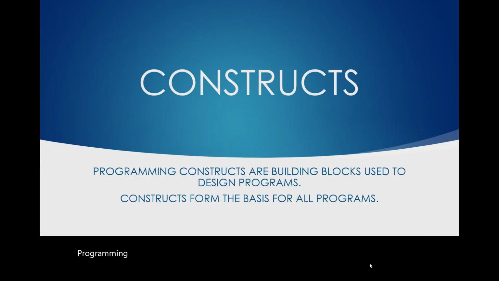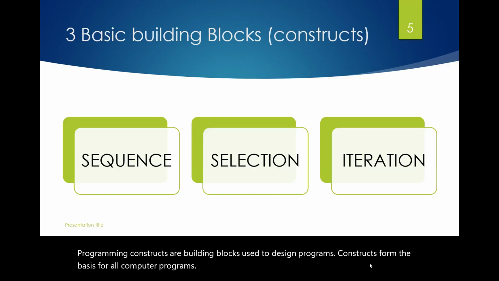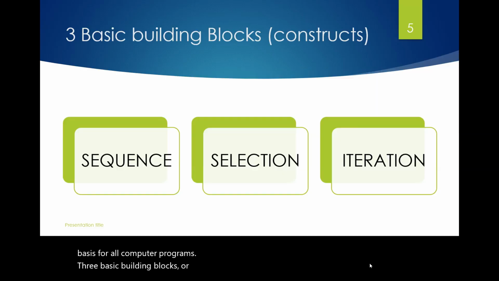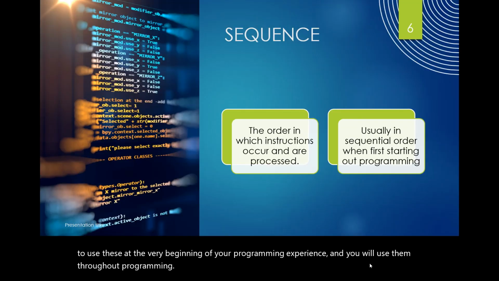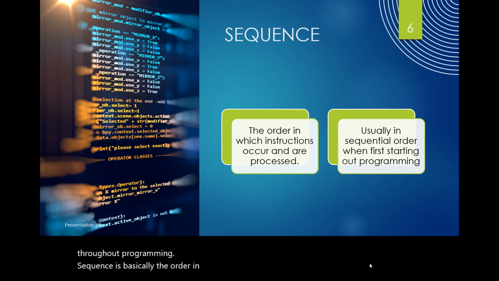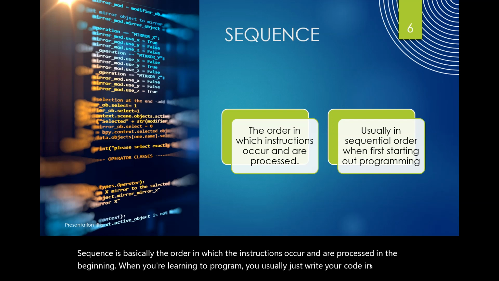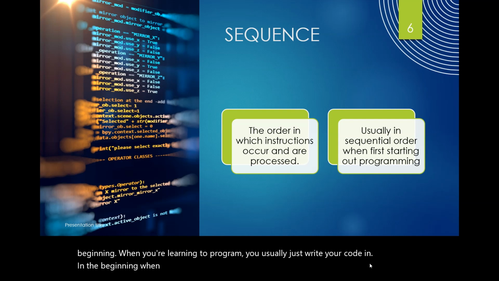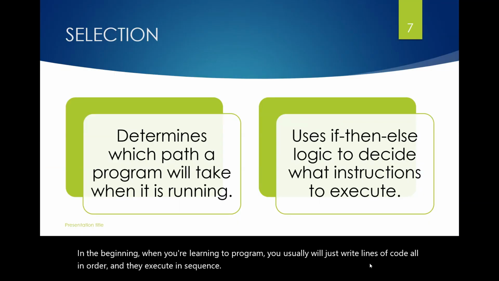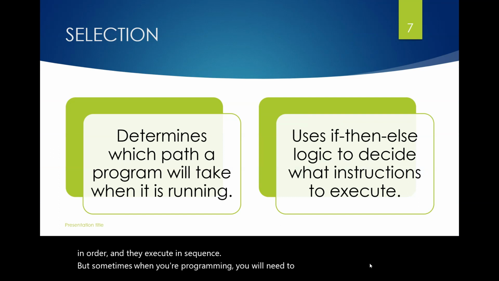Programming constructs are building blocks used to design programs. Constructs form the basis for all computer programs. Three basic building blocks or constructs are sequence, selection, and iteration. Sequence is basically the order in which the instructions occur and are processed. In the beginning, when you're learning to program, you usually will just write lines of code all in order, and they execute in sequence.